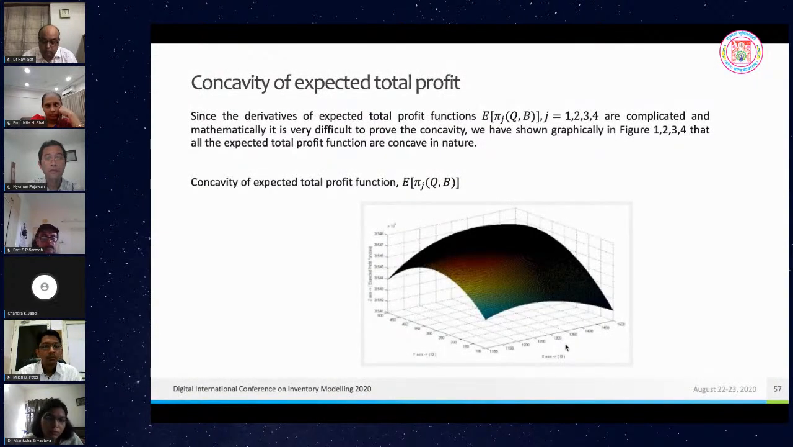Because all the objective functions are quite complex, mathematically establishing the condition for sufficiency was difficult. So we try to cover it with a graphical representation. Graphically, we try to find out whether these are concave functions, and that is what we get.